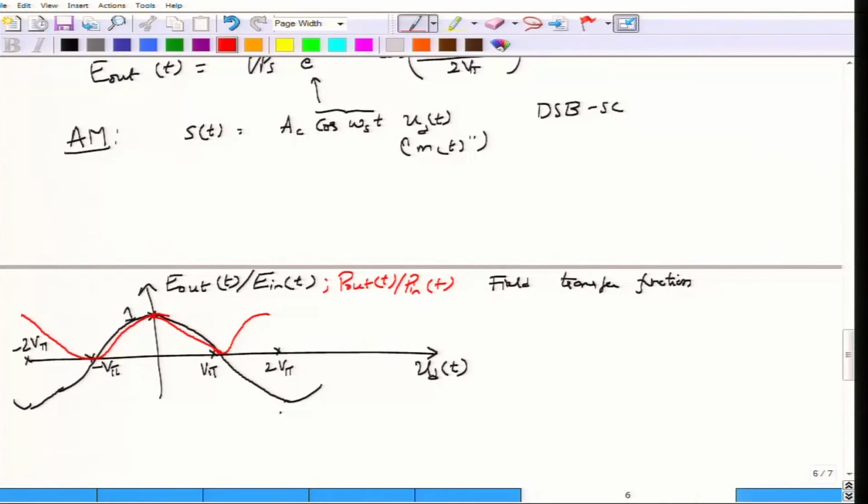Now, in the next module we will see how to make an amplitude modulator. We will also see how to make an optical pulse shaper using this MZM that we have just described. Thank you.